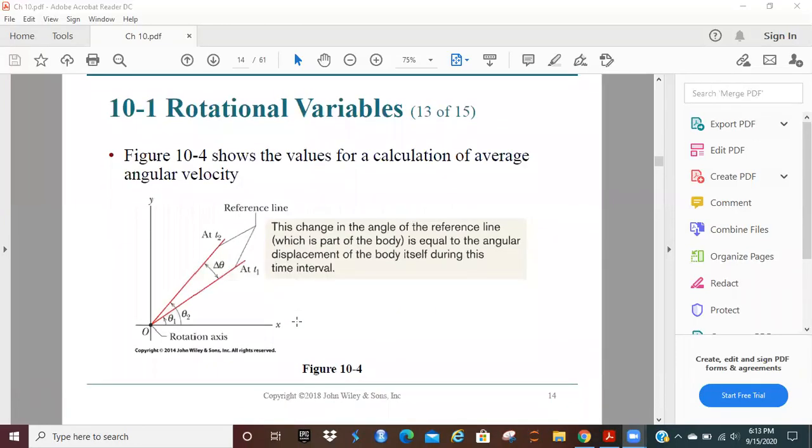So figure 10.4 shows the values for the calculation of average angular velocity. So we've got our angle. It's moving this way, so we've got theta 2, which is where it ends up, and then we've got theta 1, which ends here. That's the change in theta. We've got our time here where it ends, and the time there where it starts. So this change in the angle of the reference line is going to be equal to the angular displacement of the body itself during the time interval.